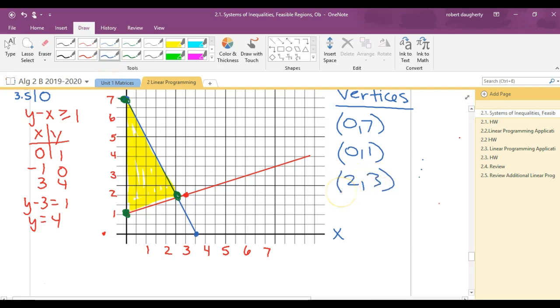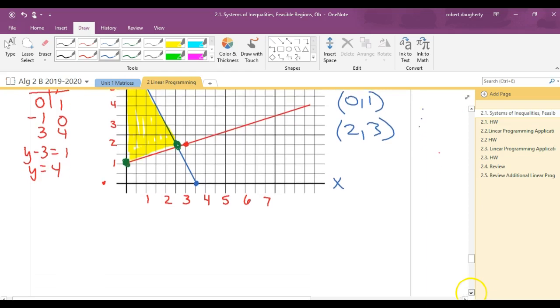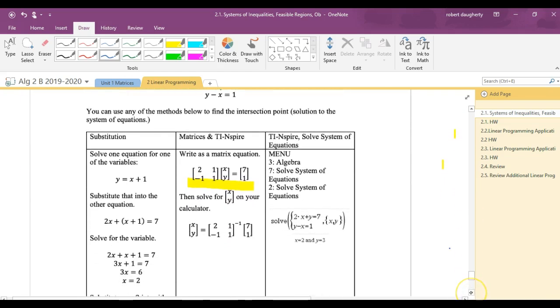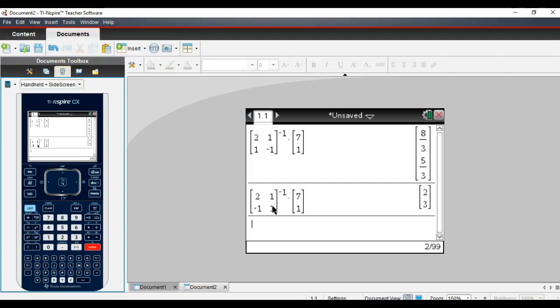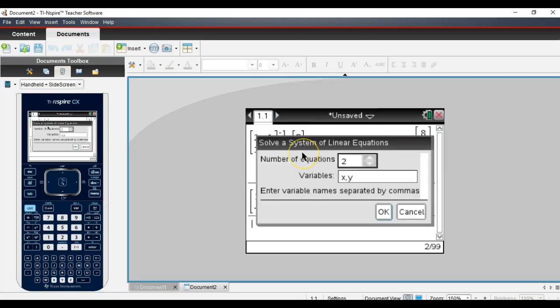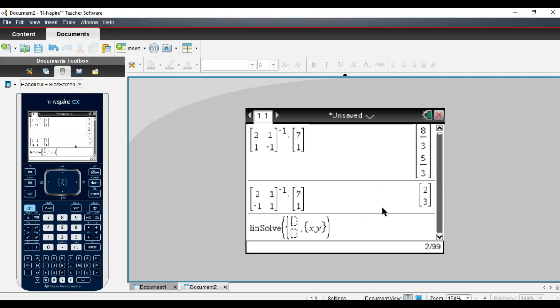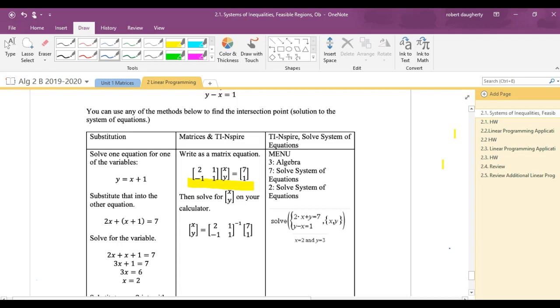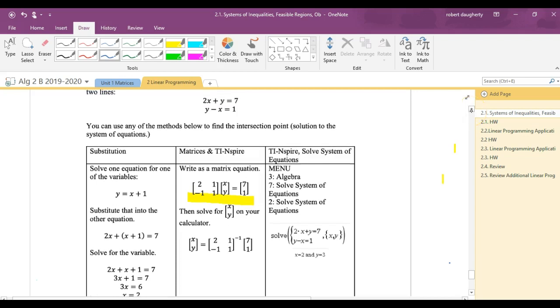Now, here's the other way to do it. This is my favorite way to do it on the TI-Nspire. So let's do it this way. Hopefully you'll like this one. Menu, algebra, solve system of linear equations. How many equations do I have? 2. How many variables? They are x and y. So this is good. What was that first equation? Come on, guys. What is it? 2x plus y equals 7.